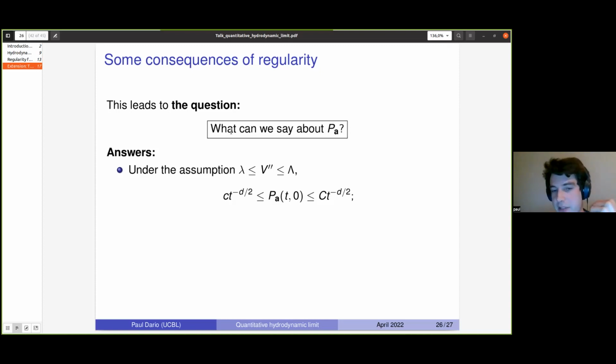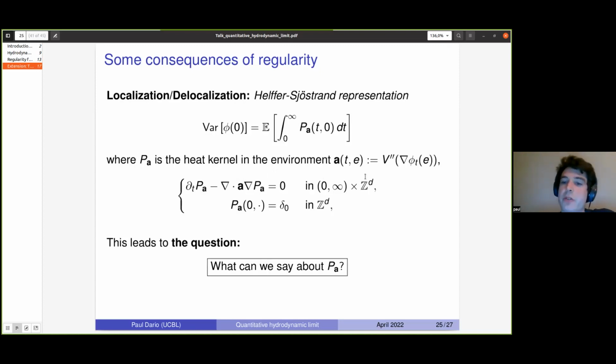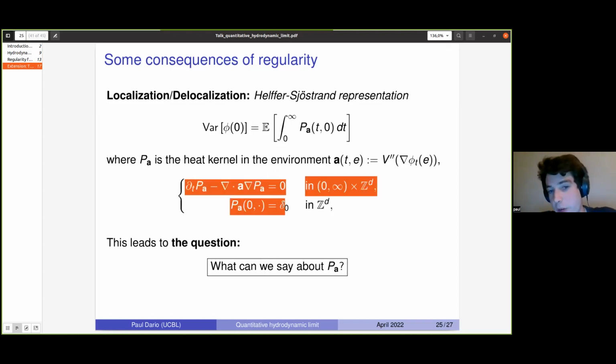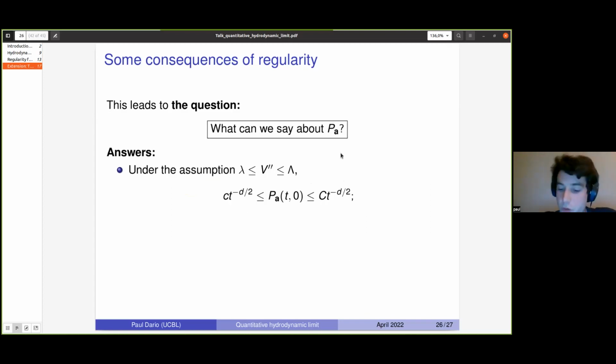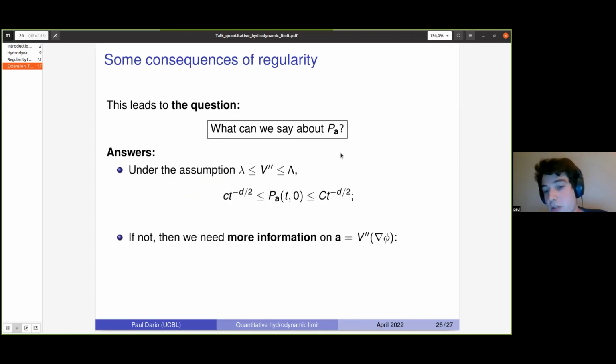Now you see, if you don't assume that V prime prime is between two values, it becomes much harder. Why? Because first the coefficient can go to infinity or it can go to 0. And when you want to study this equation, that is a problem. You can find environments A that go to 0 or that go to infinity, such that the solution of the equation has very different behavior. So what you need to do is to ask for more precise information on V prime prime of gradient of phi.